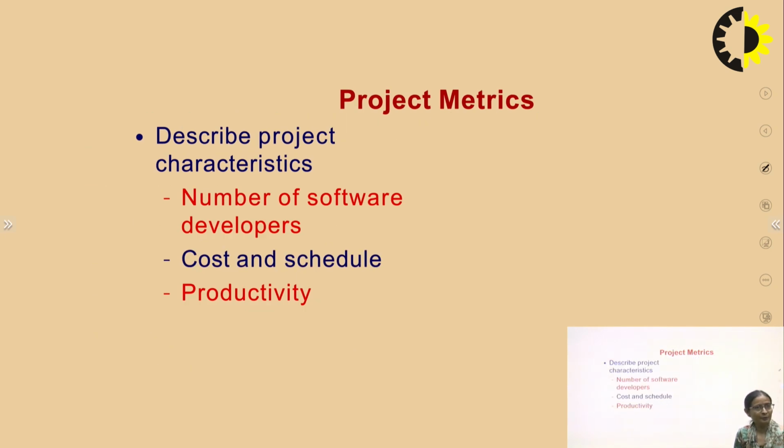What do project metrics describe? They describe the project characteristics, that is, your overall product. These include the number of software developers, cost and schedule, and productivity. These are the aspects on which we work when we are evaluating or finding the project metrics.